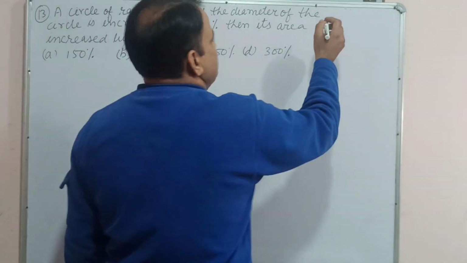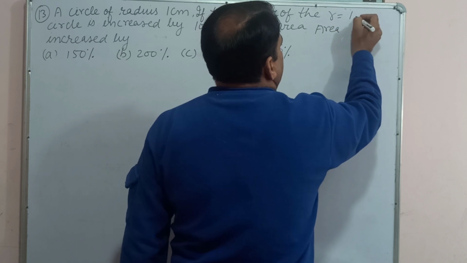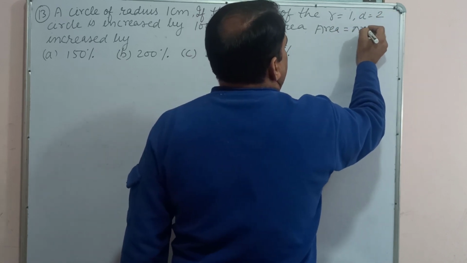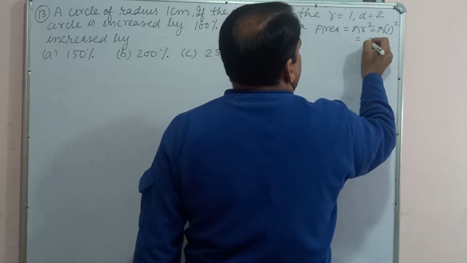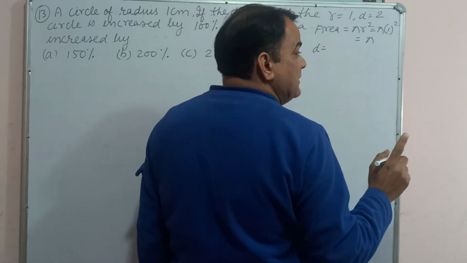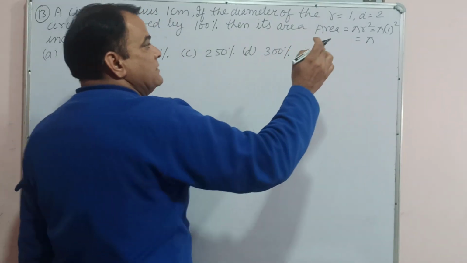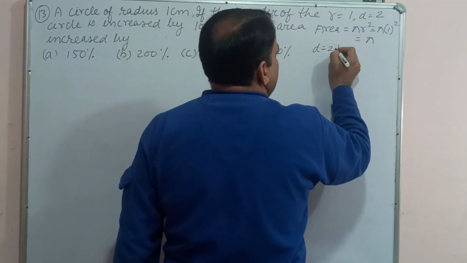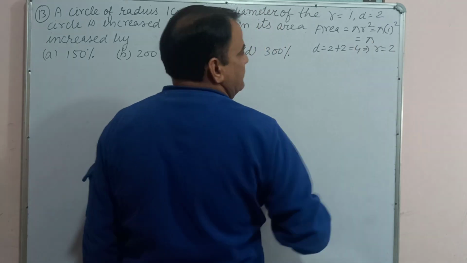Here radius equals 1, so the diameter must be equal to 2. Area equals pi r square, pi times 1 square, that is pi. Now the diameter is increased by 100%. The value of the diameter is 2, and after increasing, it equals 2 plus 2 equals 4, and the radius must be equal to 2.